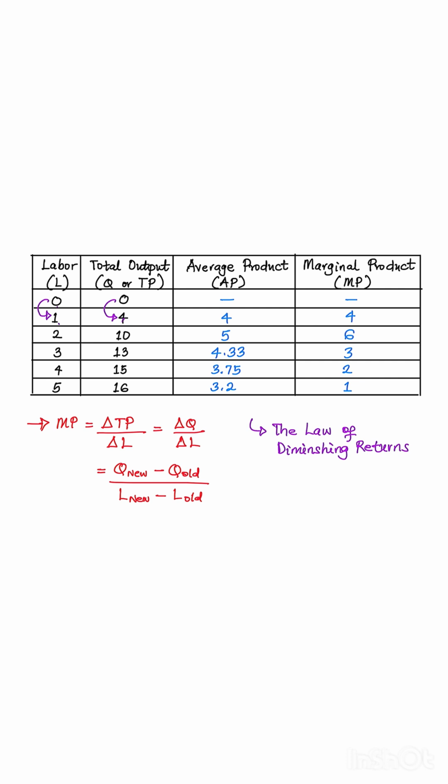But when we introduce another worker, which means we have 2 workers, the total level of output increased to 10. Initially, when we had 1 worker, it was producing 4. But when the new guy comes, our total product increases to 10. That means the new guy is affecting the production by giving us an additional 6 units of output.